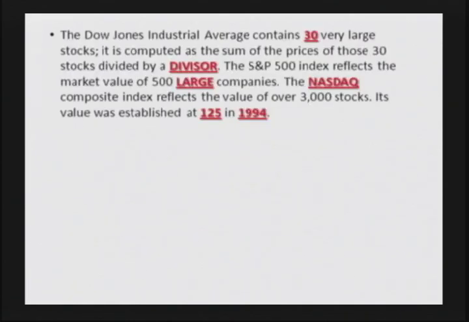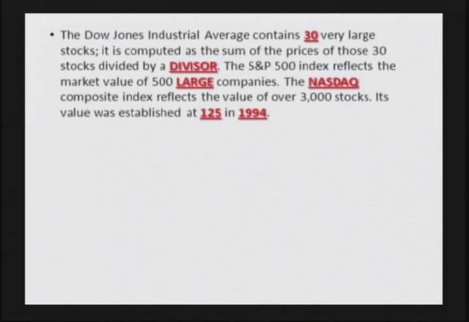The Dow Jones Industrial Average contains 30 very large stocks, and it is computed by summing up those 30 stock prices and dividing by what's known as the divisor. That divisor is a small number, something like 0.12 or something like that. So the index value around 12,000 or something like that could be many, many times the sum of those 30 stock prices.